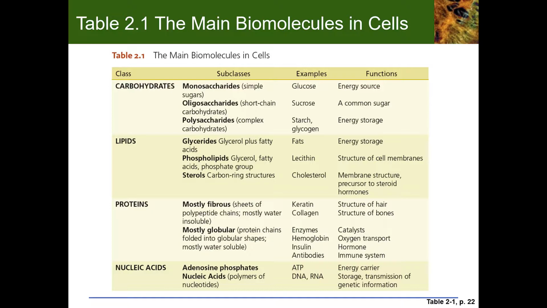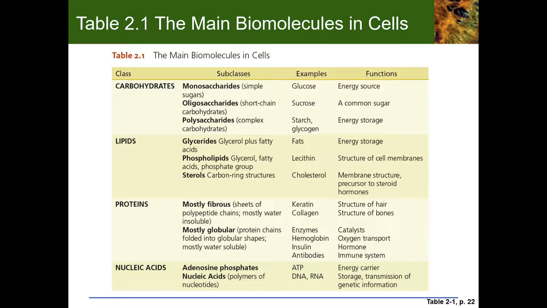Here you can see the main biomolecules in cells. The carbohydrates are broken further down into the subclasses of monosaccharides, which are your simple sugars, the oligosaccharides, short chain carbohydrates, and the polysaccharides, which are your complex carbohydrates. Examples of the monosaccharides are glucose, and their primary function is as an energy source. The main example of oligosaccharides would be sucrose, which is a common sugar, and the polysaccharides would be things like starch and glycogen, and they're used for energy storage.